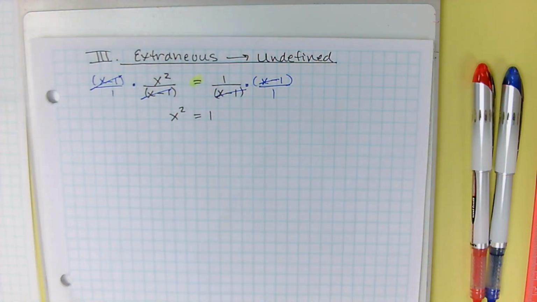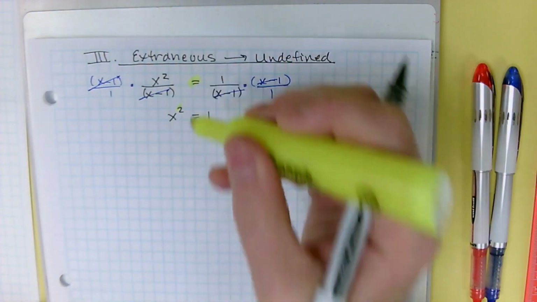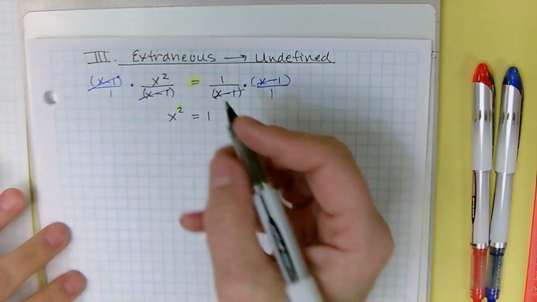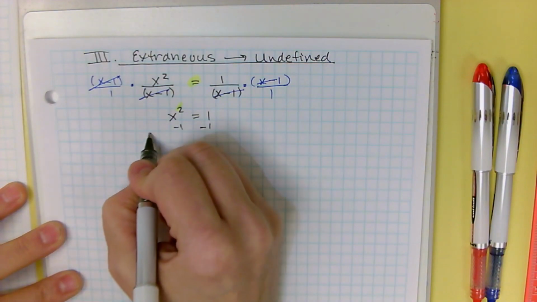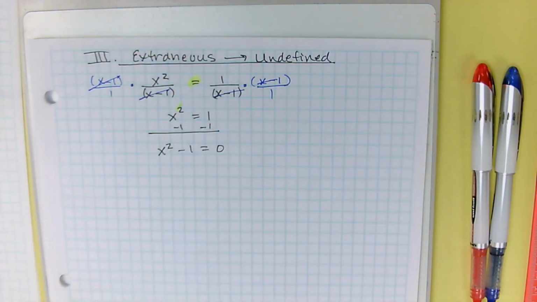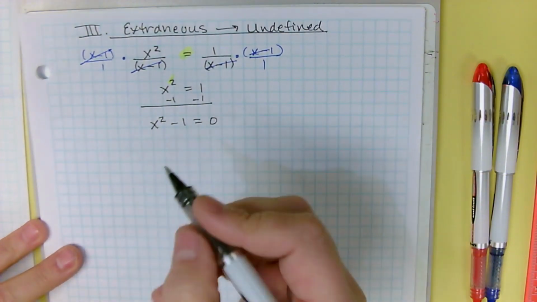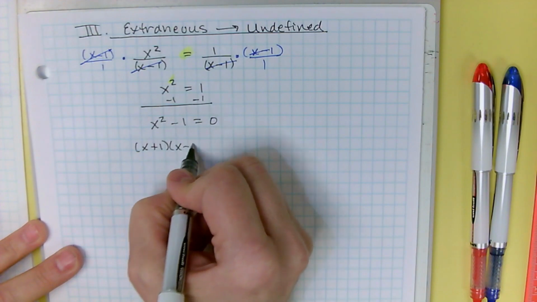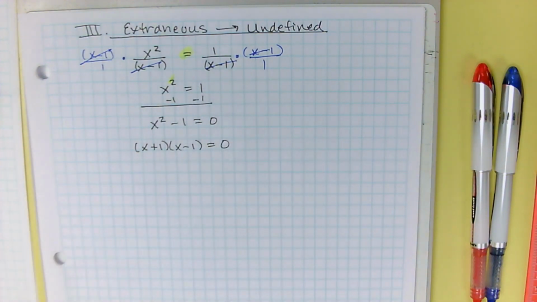You could solve this by extracting square roots, but if you don't think of it, you notice, hey, I have an x to the power of 2, which means I need to factor it equal to 0. So we're going to subtract the 1 over to the left. You get x squared minus 1 equals 0. Then you factor it. This is the difference of two squares. So x plus 1, x minus 1 equals 0.